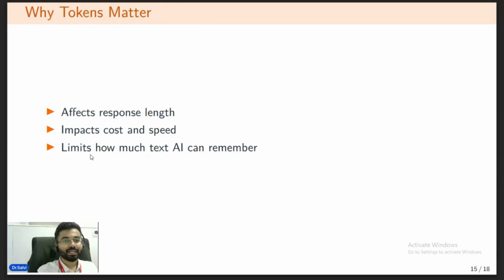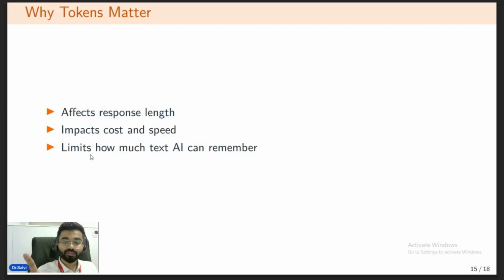Next, why exactly do these tokens matter? First, it is going to affect the response length. On the basis of the tokens that we give, we are going to get an effective response, and the length of that response is going to depend on the tokens. Next, the most important aspect here is cost and speed. If more tokens are being generated, it is going to impact our overhead in terms of cost and speed.